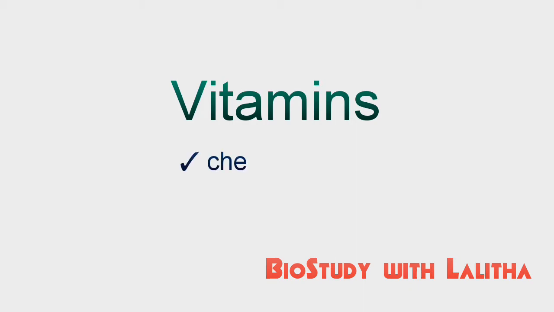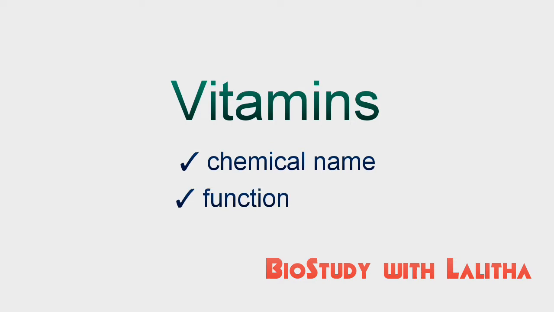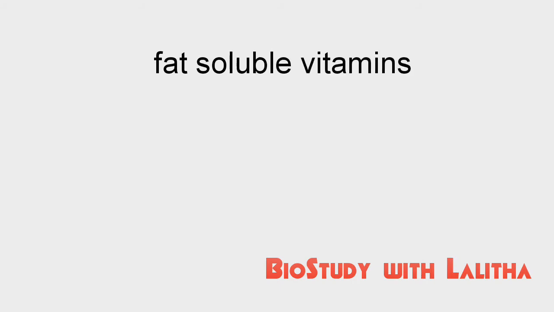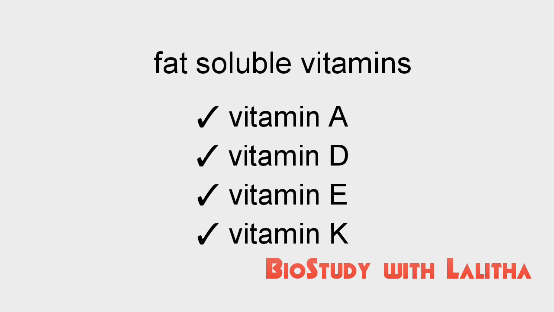So about the chemical name, function and deficiency symptom of each vitamin I will be discussing in this video. In my previous video I have discussed vitamins and their classification. If you have not watched that video, I'll be giving the link in the description box. Please do check it out. First we'll see about fat soluble vitamins. There are four fat soluble vitamins: vitamin A, vitamin D, vitamin E and vitamin K. Now let us see each one of them in detail.